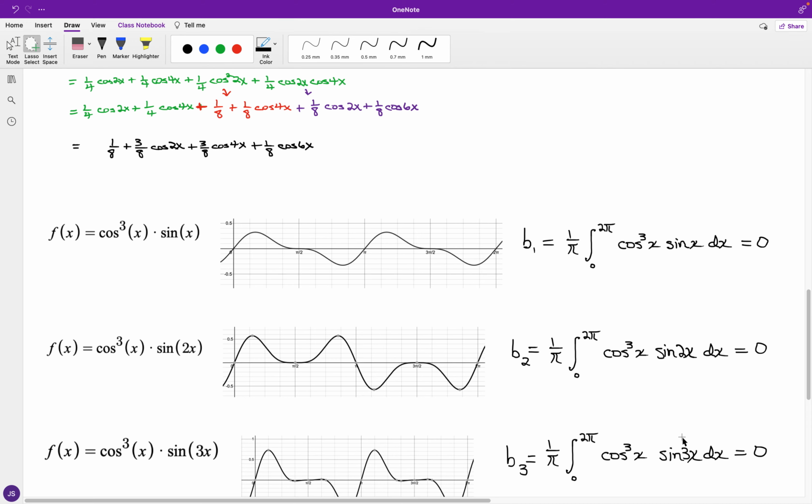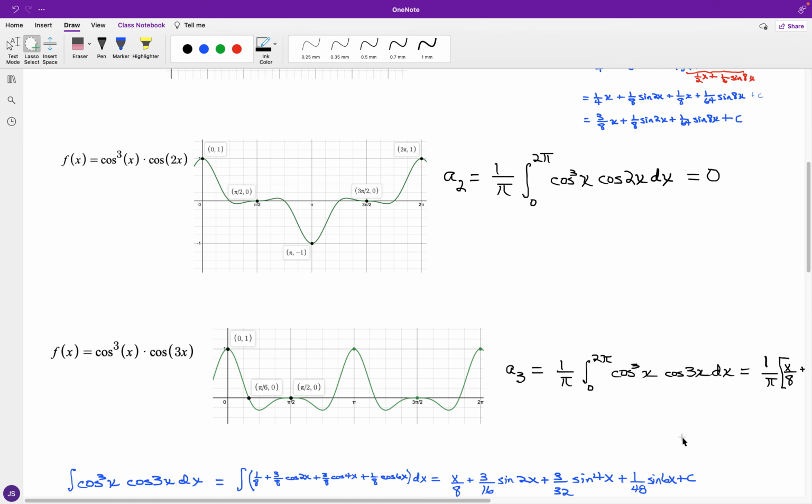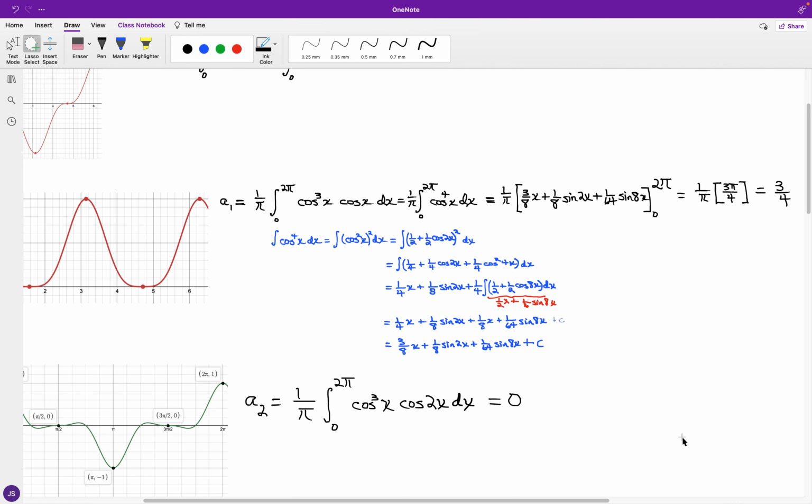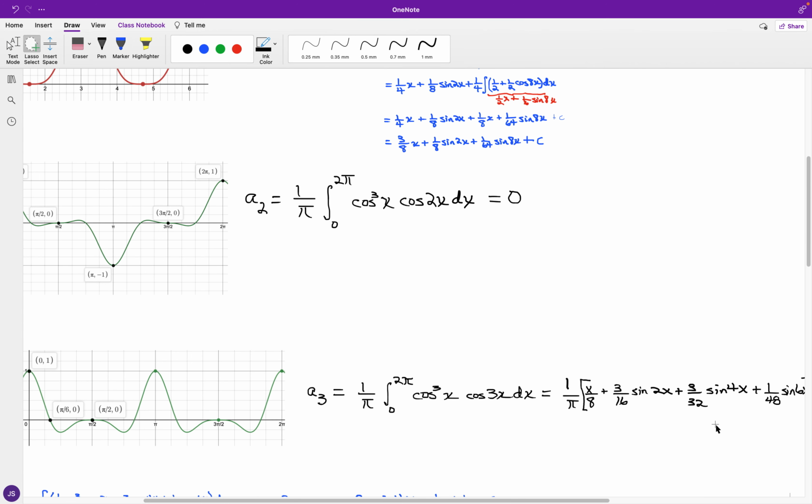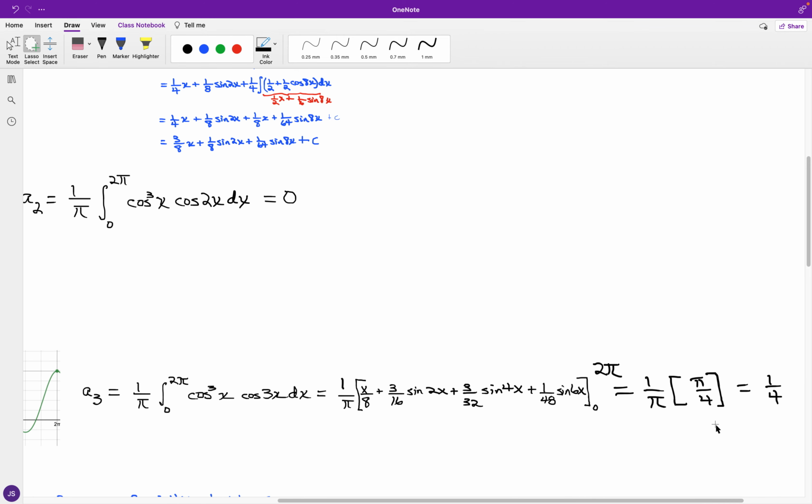we have that b sub 3 is also 0. So the only non-negligible coefficients we have will be, in this case, a sub 1 at 3/4 and a sub 3 at 1/4.